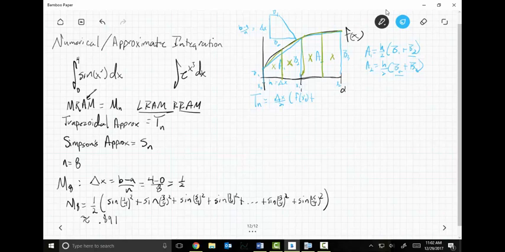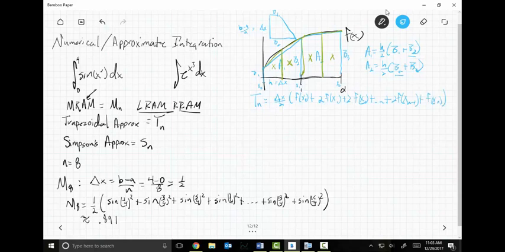So the way that we write this is delta x over 2 times the quantity, and this is T sub n, by the way, the trapezoidal approximation with n subintervals: f of x sub 0 plus twice f of x sub 1 plus twice f of x sub 2 plus ... plus twice f of x sub n minus 1 plus f of x sub n.